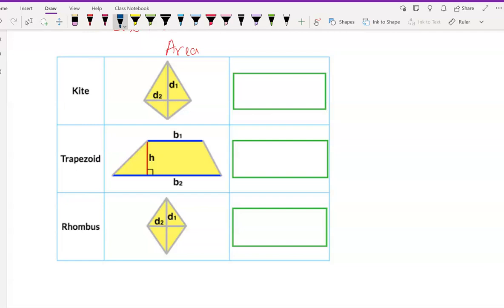Okay, welcome back. The area of a kite is 1/2 D1 times D2. The area of a trapezoid is 1/2, and then I want you to put a parentheses, B1 plus B2, times the height. And the area of a rhombus is 1/2 D1 times D2. Please add that to your notes.